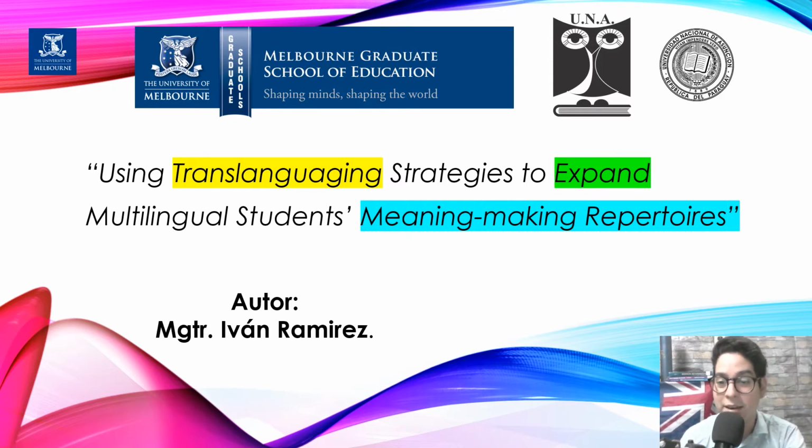My name is Ilan Ramirez, and I will briefly talk about and describe the research that I did for my master's degree at the University of Melbourne in Australia. The title of this research is Using Translanguaging Strategies to Expand Multilingual Students' Meaning-Making Repertoires.